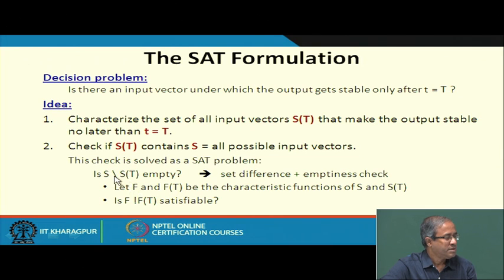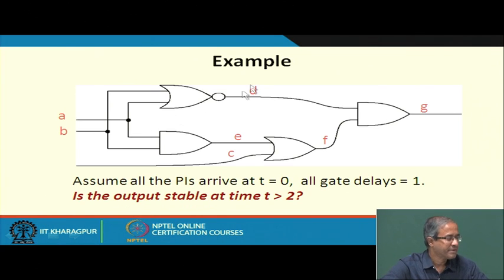Suppose the Boolean functions corresponding to S and S_T are referred to as F and F_T. So, the expression that you give to the SAT solver is F and not F_T. Is this product satisfiable? Because set difference means this is true and this is false. Okay, let us illustrate with an example.